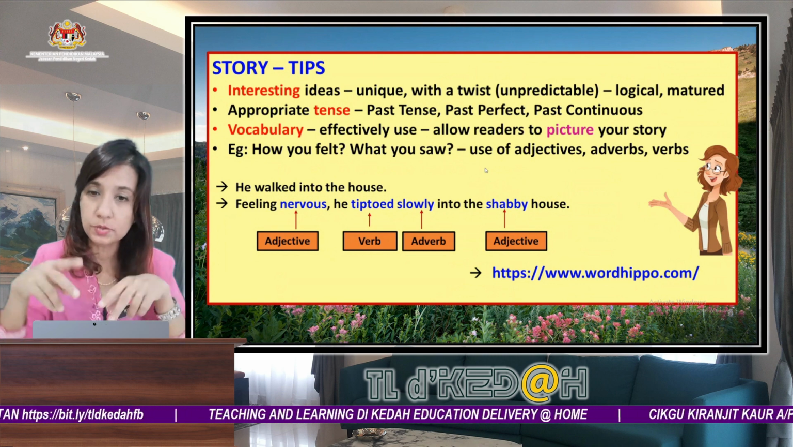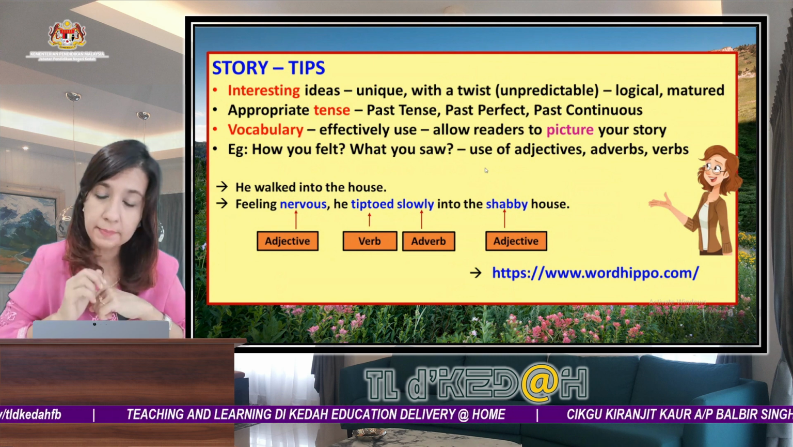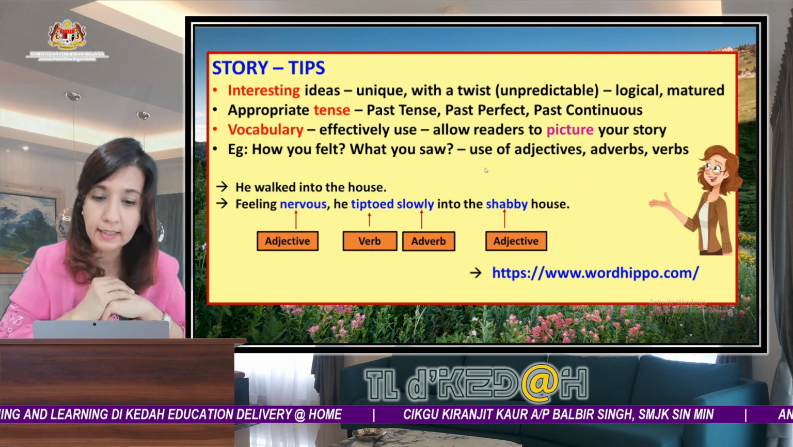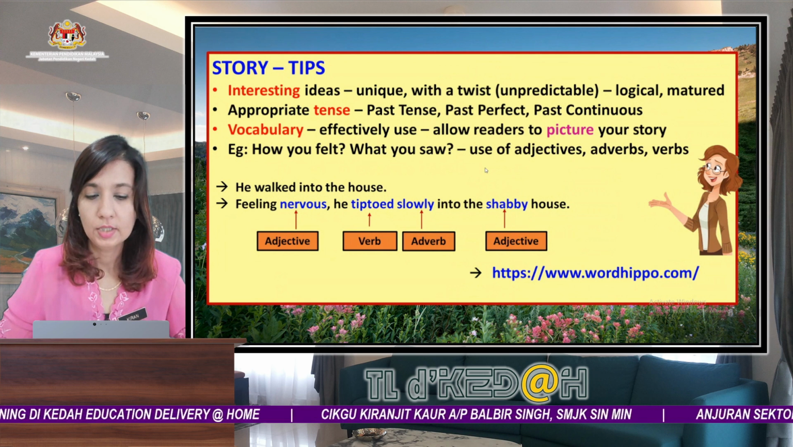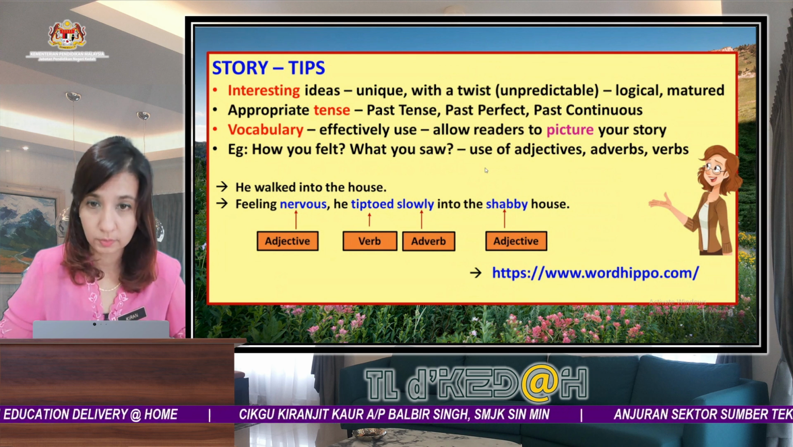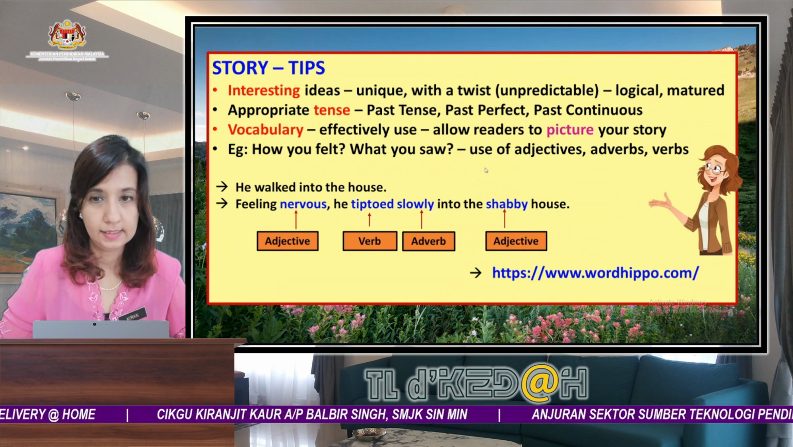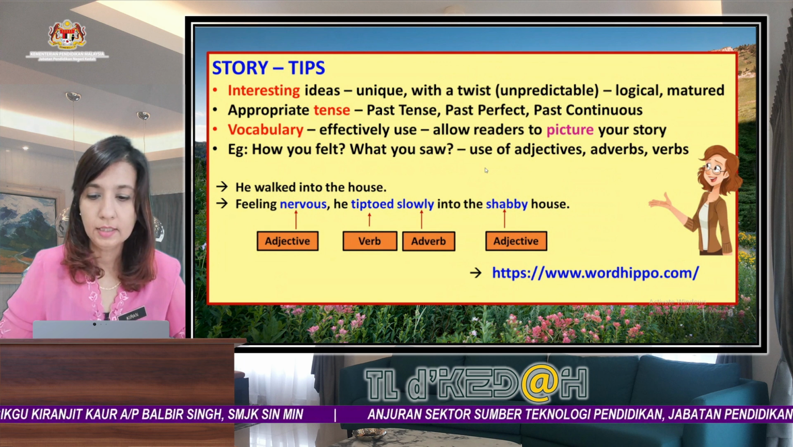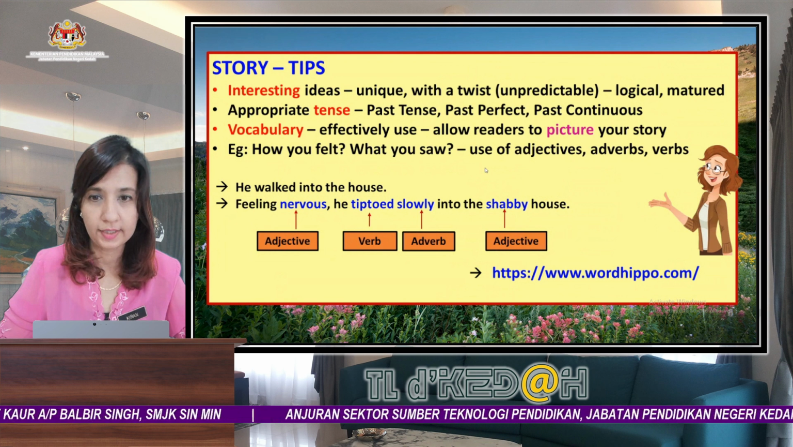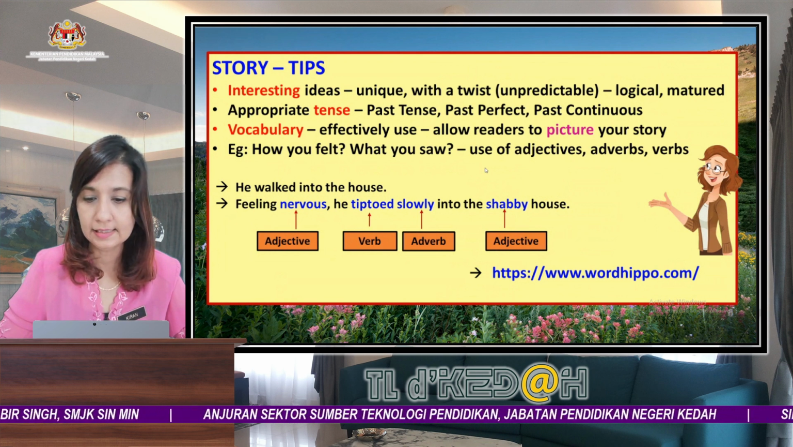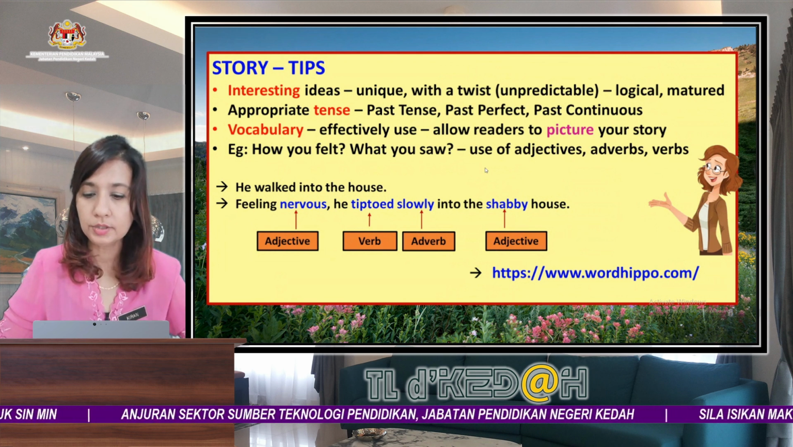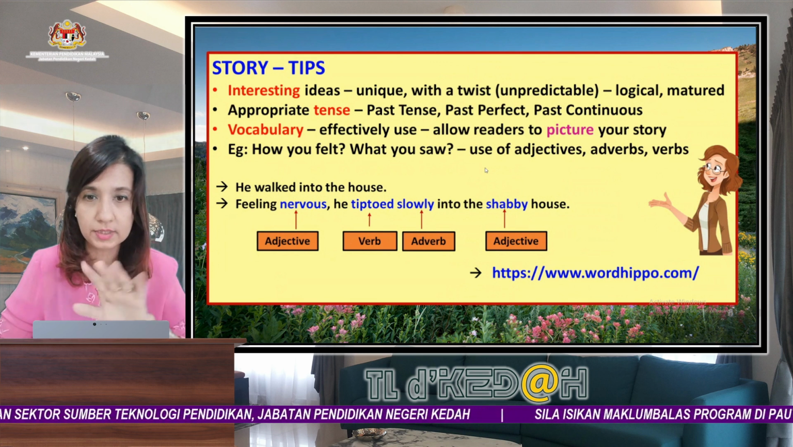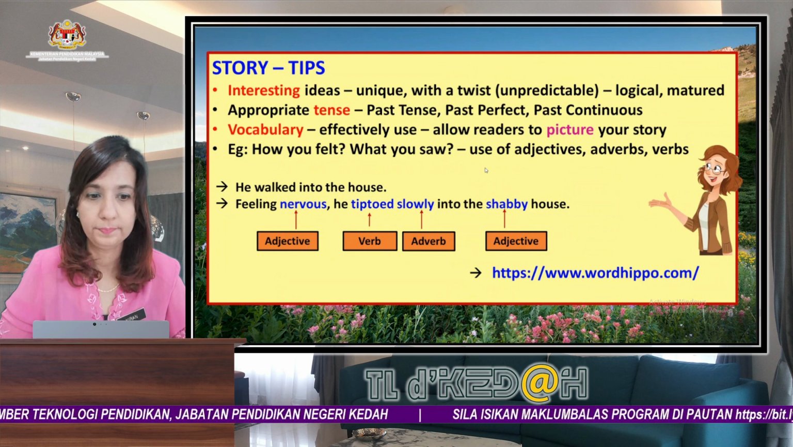He tiptoed means walking on your toes. You tiptoe when you don't want people to hear you. Tiptoe, okay, slowly into the shabby house. So tiptoe is a good use of a verb. Slowly is explaining how the walking is done. That's an adverb. So if you want to have more choices of good words and see them in sentences, you can go to this website, Word Keeper. It's quite good. Just type there and then the words will appear.